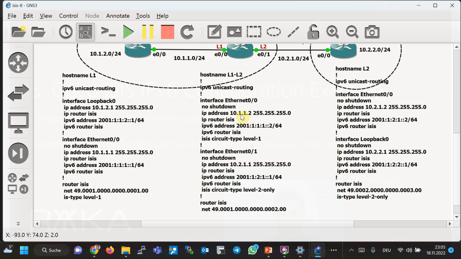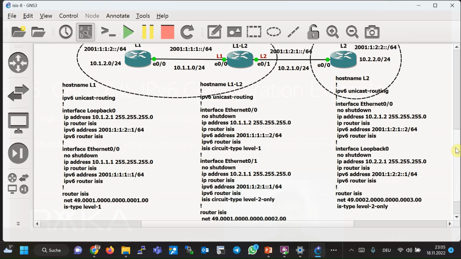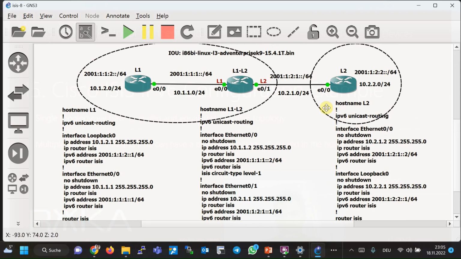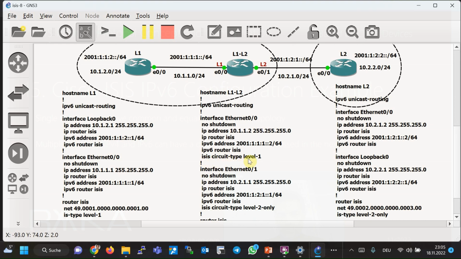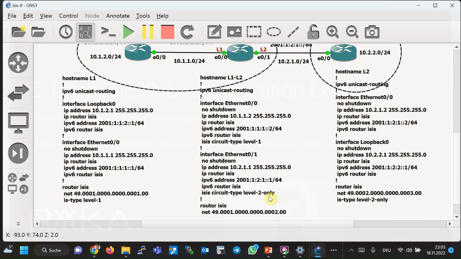The type of IS is configured level 1 in router L1 and level 2 in router L2. The type of IS in router L1-L2 is both level 1 and level 2 by default. But we configure the interface connected to the L2 router as level 2 and the interface connected to the router L1 as level 1, with the commands ISIS circuit type level 1 and ISIS circuit type level 2. But in the router L1 and router L2, with the command IS type level 1 and IS type level 2, we configure these routers as level 1 or level 2.